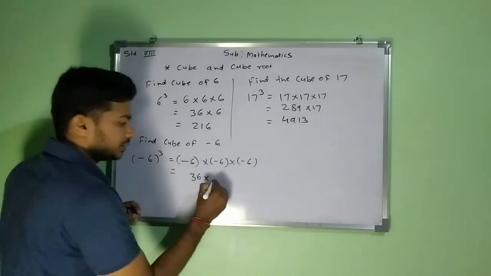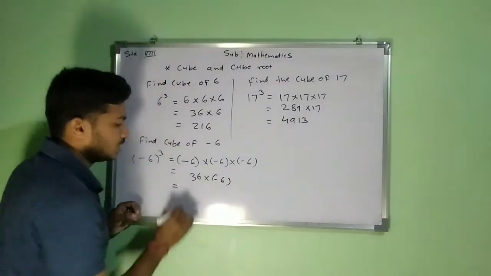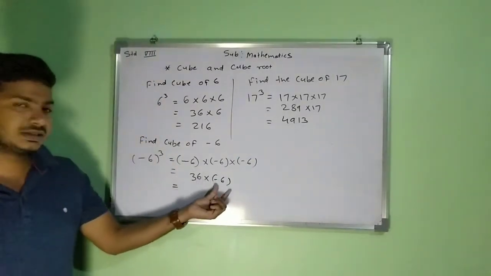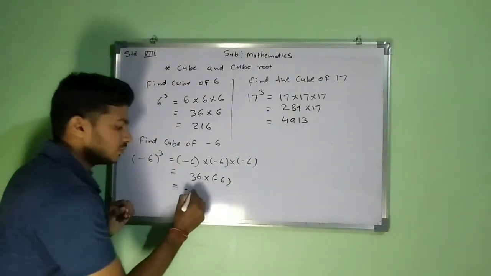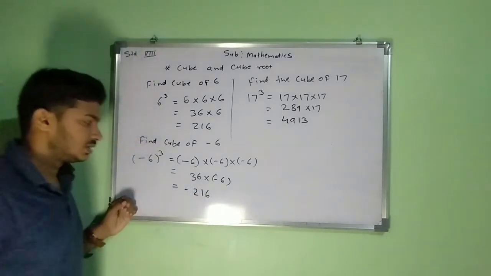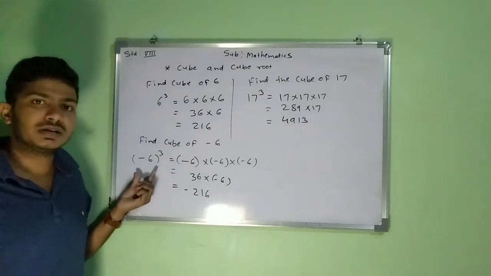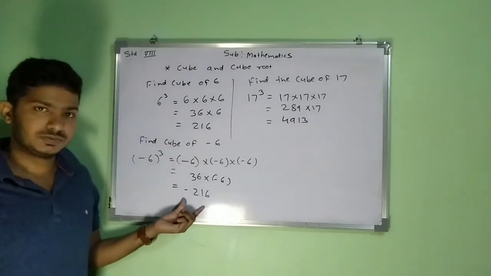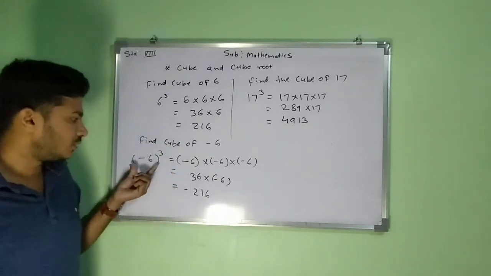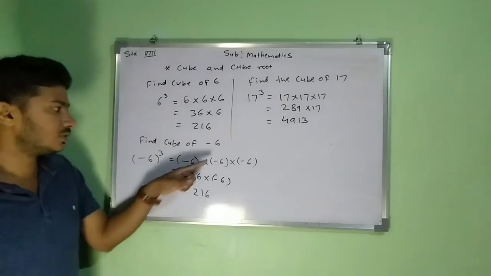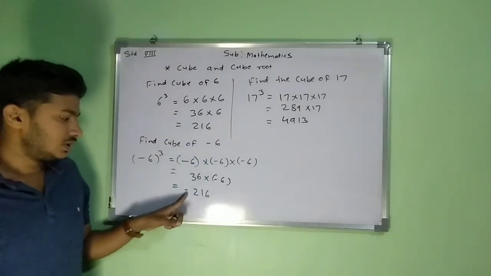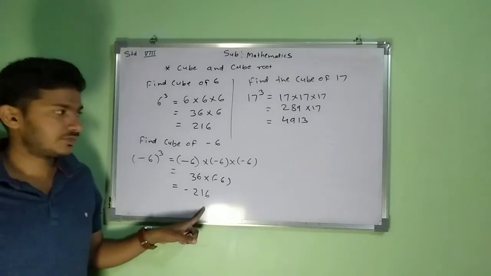Now one more 6 is there, minus 6. If you multiply that 36 with the minus 6, the final answer will be negative, which will be 216. So the cube of any negative number will be negative, whatever it may be. In our example, the cube of minus 6 is minus 216.